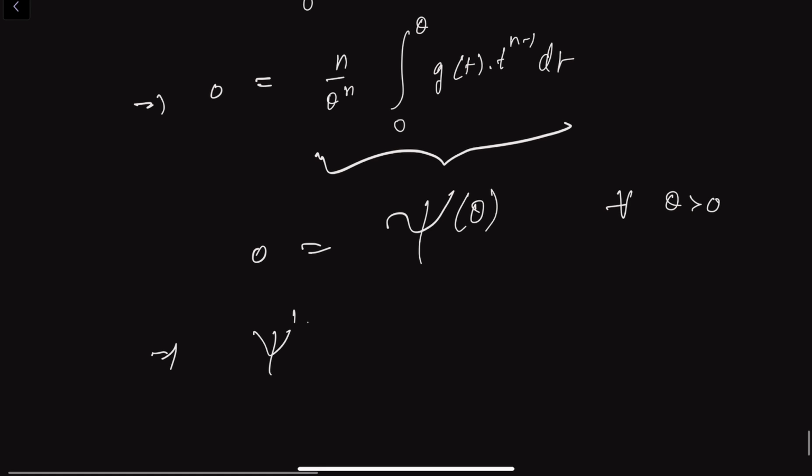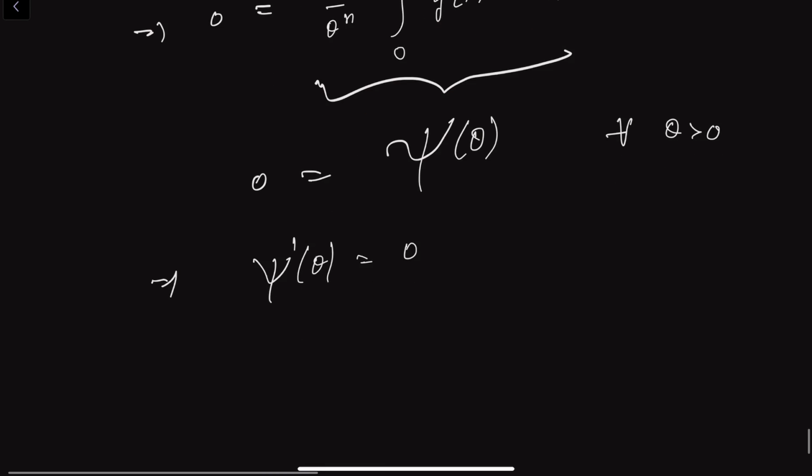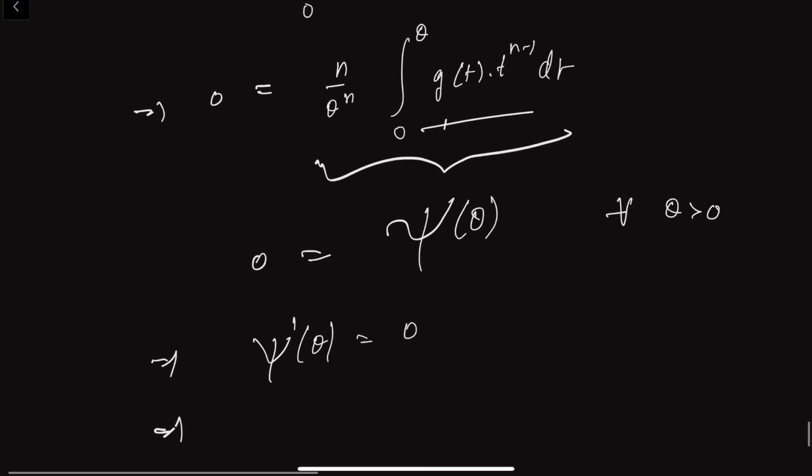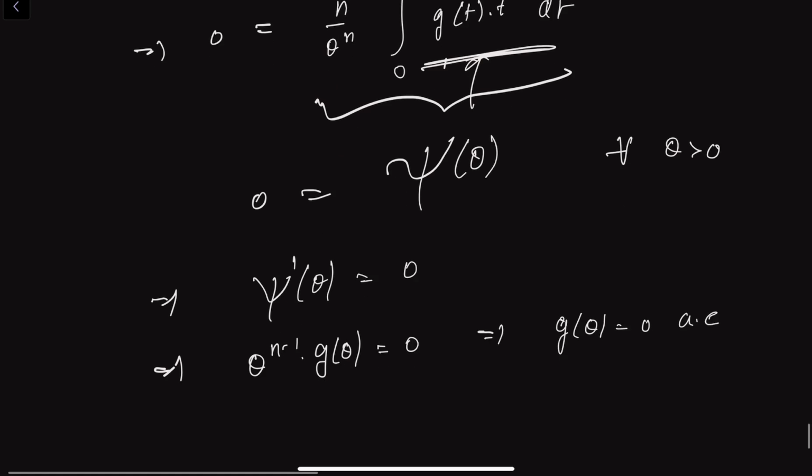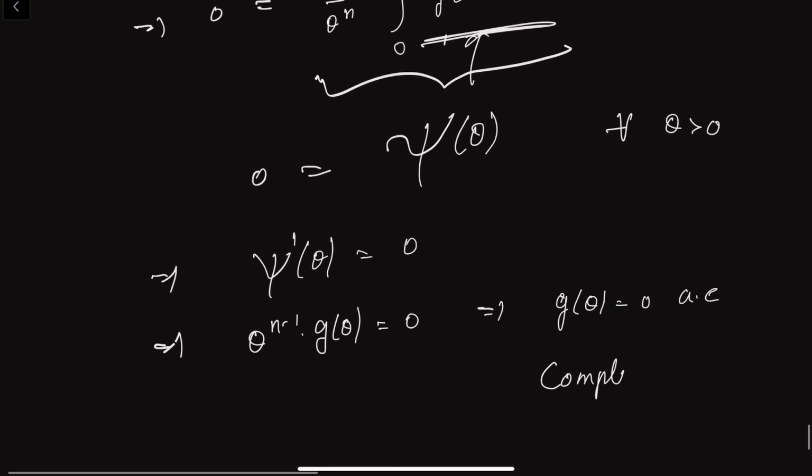So that means phi dash of theta, the differentiation of this function, must also be 0. Using Leibniz rule, that is theta to the power n minus 1 into z of theta. Theta can't be 0, so z of theta must be 0 almost everywhere. Therefore we can say t is complete.